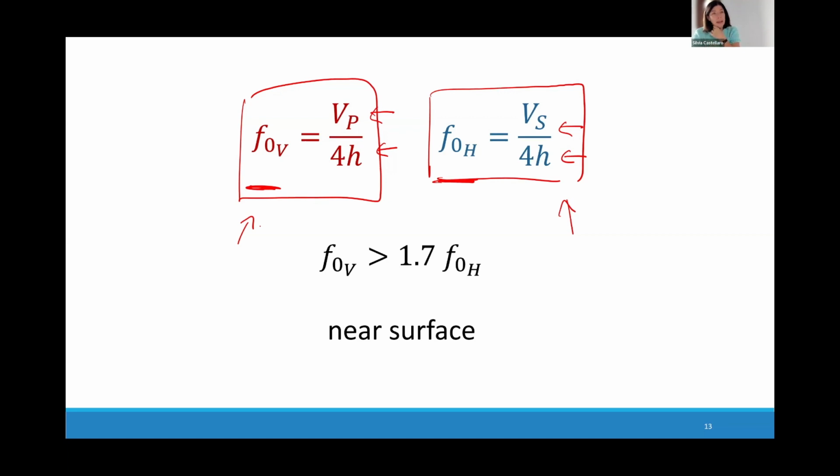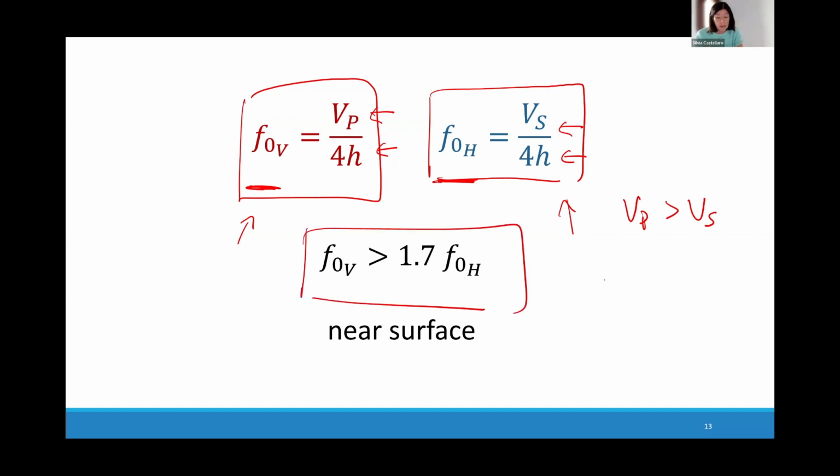And not only the amplitude of these two motions is different, but also the frequency, because we all know that Vp is larger than Vs. They must be larger. They are about 1.7 times larger or 2 times or even more. So you normally expect that for a given soil layer, the vertical vibration modes of this soil layer will occur at a frequency which is about twice the horizontal frequency.